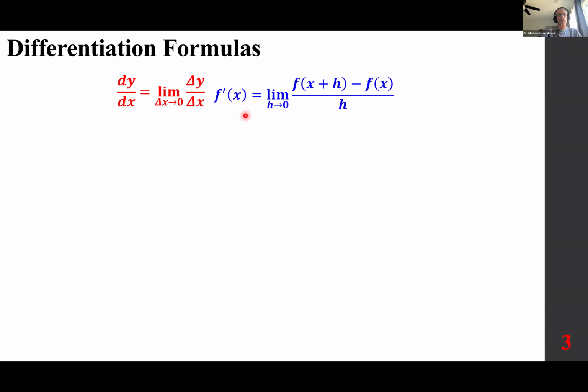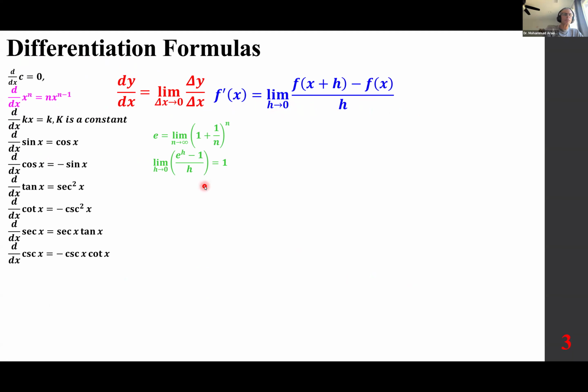For example, f prime of x is the limit of f of x plus h minus f of x over h as h approaches 0. Definition of e in a couple of different formats. The power rule: the derivative of x to the power of n is n x to the power of n minus 1. And then some trigonometric functions, such as the derivative of sine x is cosine x, and so on.